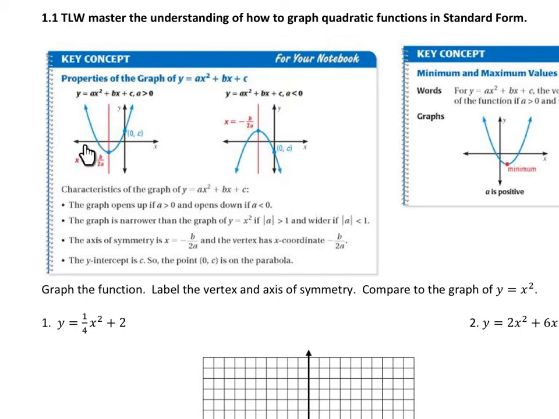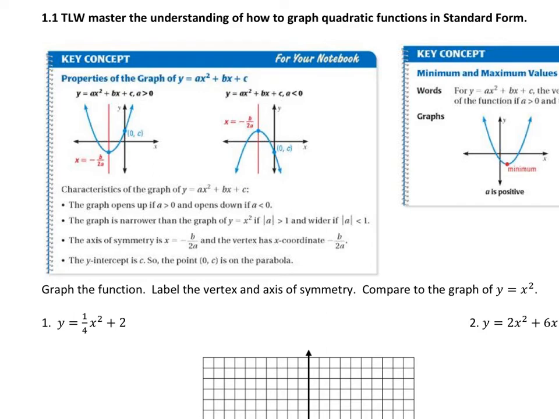To find the x-coordinate of the vertex, use the axis of symmetry, x equals negative b divided by 2a. That's also the x-coordinate of the vertex. The graph is narrower than the graph y equals x squared if the absolute value of a is greater than 1. It is wider if the absolute value of a is less than 1. This can help you for multiple choice things. And the y-intercept is c, so 0 comma c. That's always the y-intercept, and it's on the parabola.